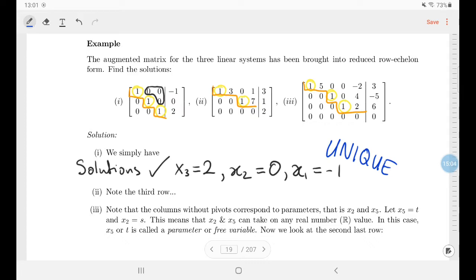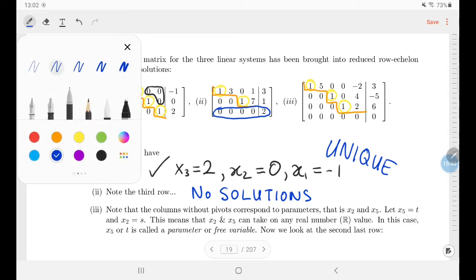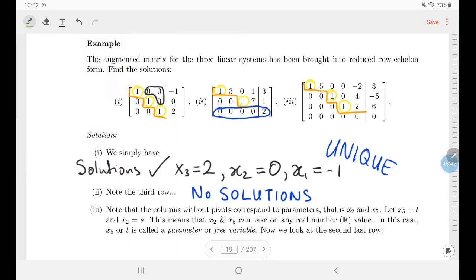Now look at the third row in this one. 0x1 plus 0x2 plus 0x3 plus 0x4 cannot equal 2. So this one has no solutions. That's great. There's just no solutions. Now the third one, there are solutions. The final row is no issue at all because it just says 0 is equal to 0. That's not a problem. 0 is equal to 2 is a problem. But what you have is, so there are solutions.